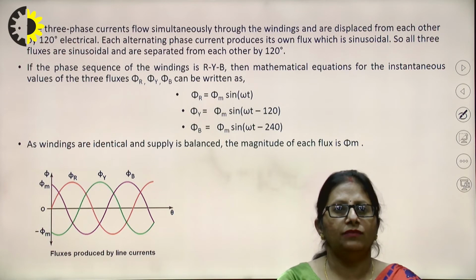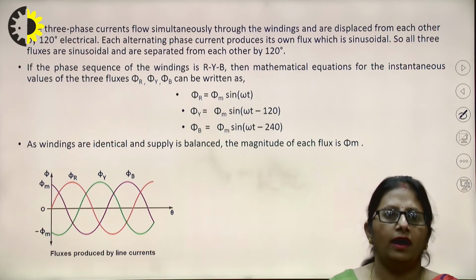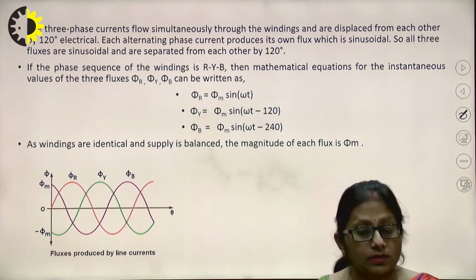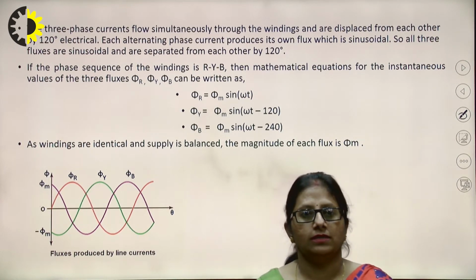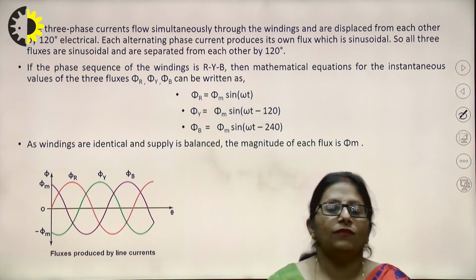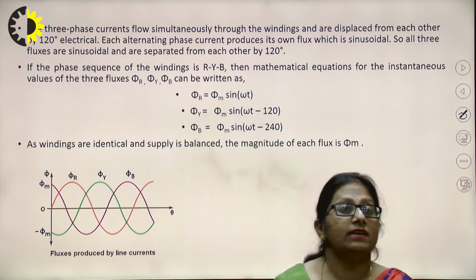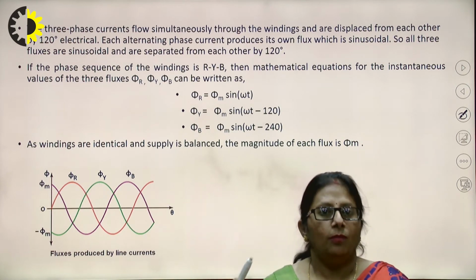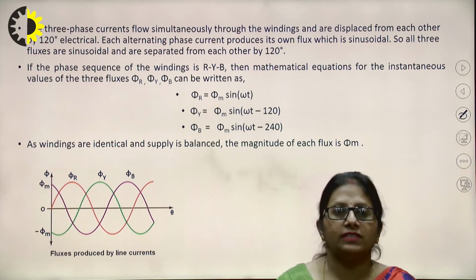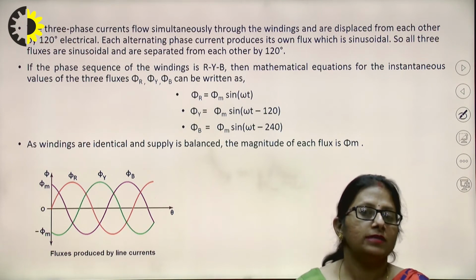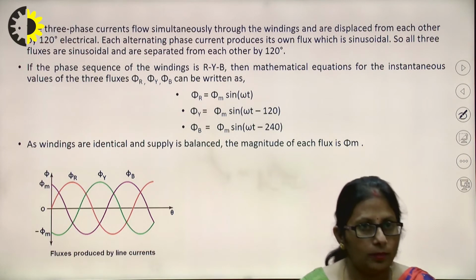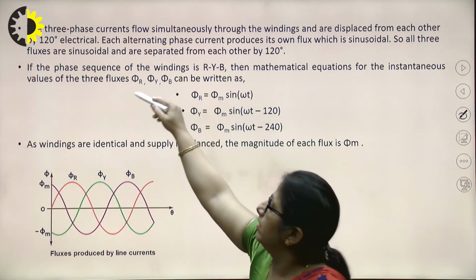So we know that if the phase sequence of the winding is given by RYB, we do know what is the significance of phase sequence and what this phase sequence is. It is the sequence in which the individual phases of a three-phase supply system attain their positive maximum or zeros, right? So if the phase sequence is RYB, then what will be the mathematical equations for the instantaneous values of the three fluxes? Phi R, phi Y, phi B.